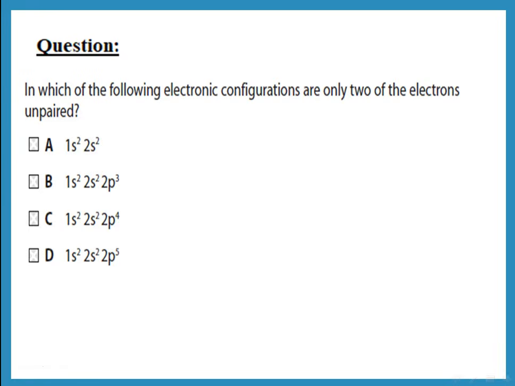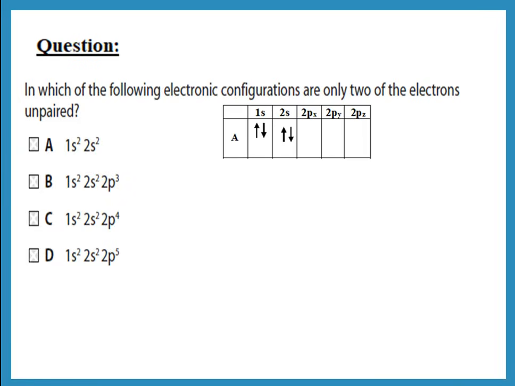Okay, so let's take a look at this question. In which of the following electronic configurations are only 2 of the electrons unpaired? So let's take a look at each one. The first one says 1s2 2s2, and that means that I have paired electrons in each orbital. Paired means 2 together in the same orbital.